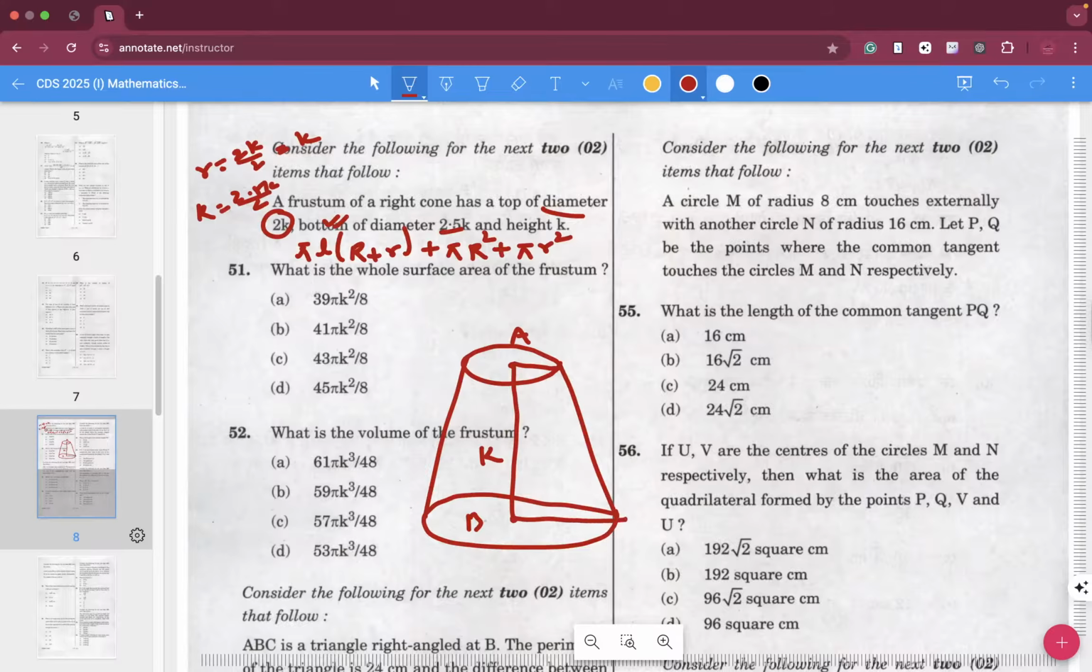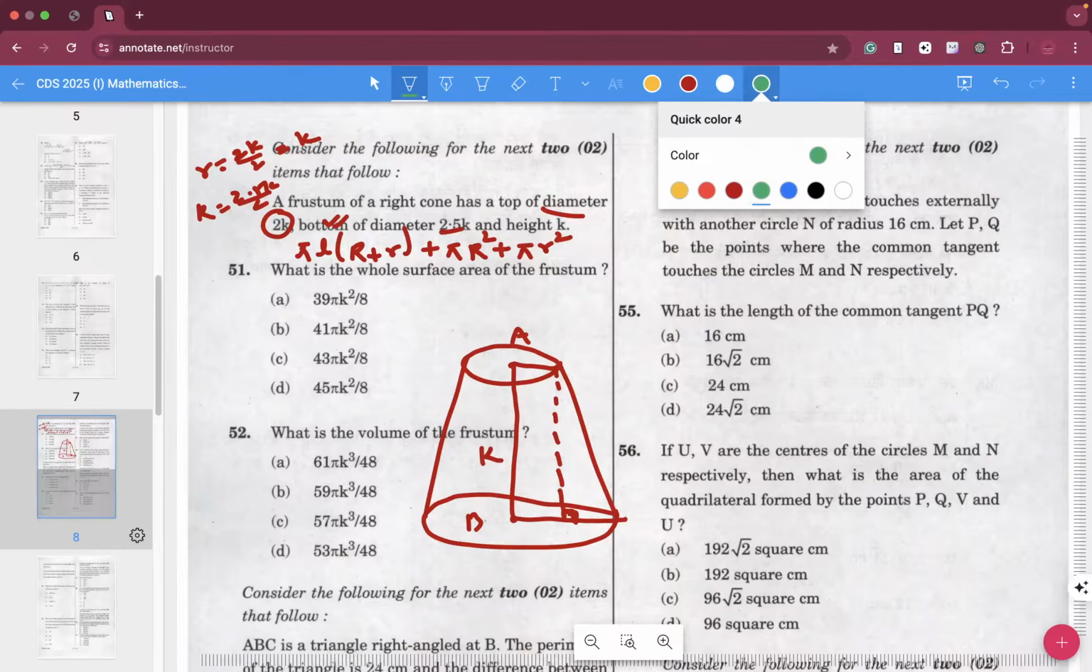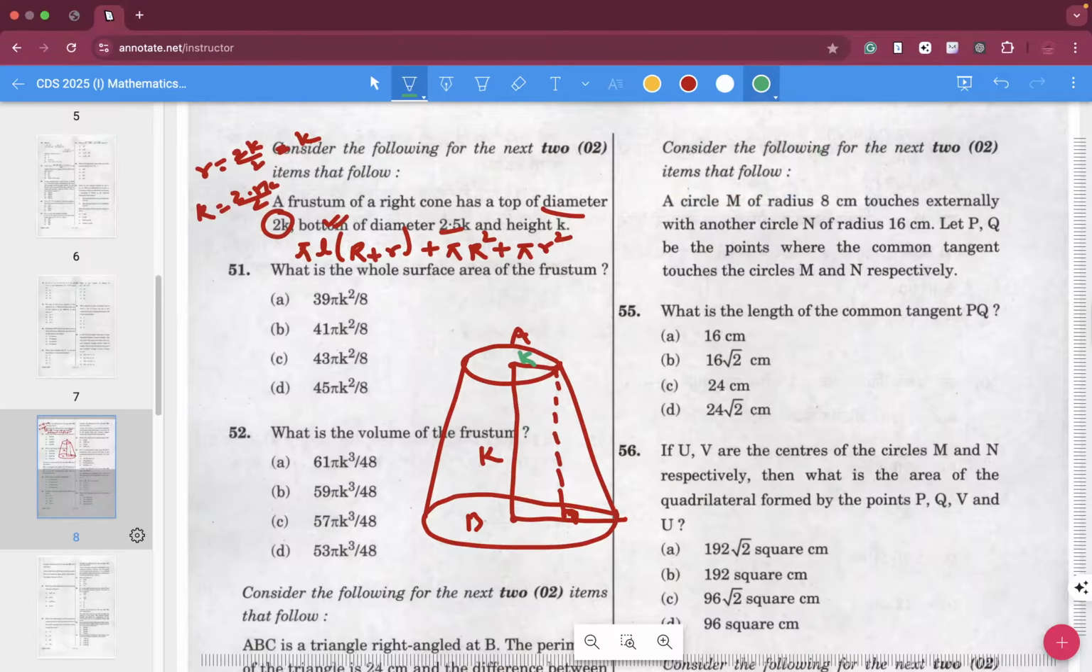Now, can we drop a perpendicular line over here? We know that this value is k, and this value is also k. So this green portion over here will be 0.25k. And now this value over here is k, they have already given AB is equal to k.